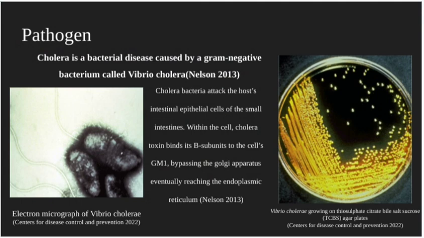Pathogen. Cholera is a gram-negative bacterium called Vibrio cholerae. Cholera bacteria attacks the host intestinal epithelial cells of the small intestine. Within the cell, cholera toxin binds its B subunits to the cell's GM1, bypassing the Golgi apparatus, eventually reaching the ER.